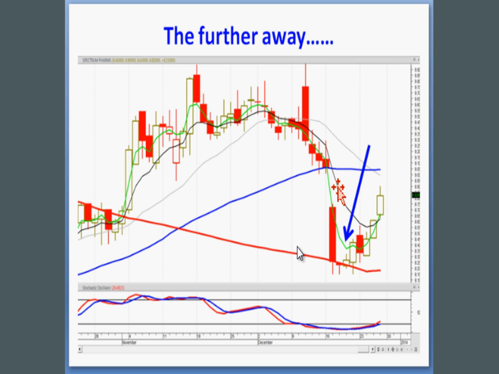One is the further away you move from the T-line, the higher the probability it's going to come back and test it. So if we start seeing buy signals in the oversold area, we know at least where our first target's going to be. Now somebody says, why not the 5 EMA, which is also a Fibonacci number? We're not trading the Fibonacci numbers.